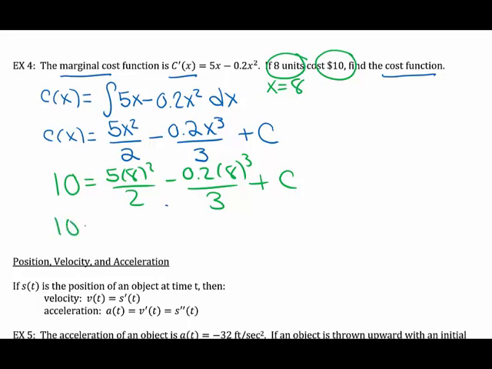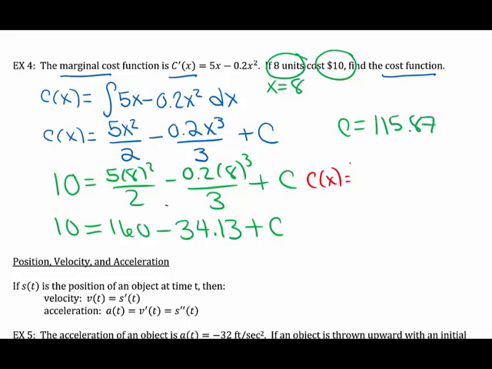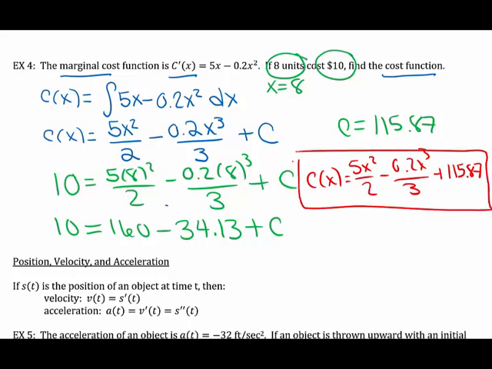So let's see, that would be 10 equals 160 minus, I think that was 34.13 plus c. So if I just get the c by itself, I got c equals 115.87. And so my final answer here, my cost function would be 5x squared over 2 minus 0.2 x cubed over 3. And then now I know that constant, plus 115.87. So it's the same idea as before. The only difference is we were given enough information that we could actually figure out what that constant was.